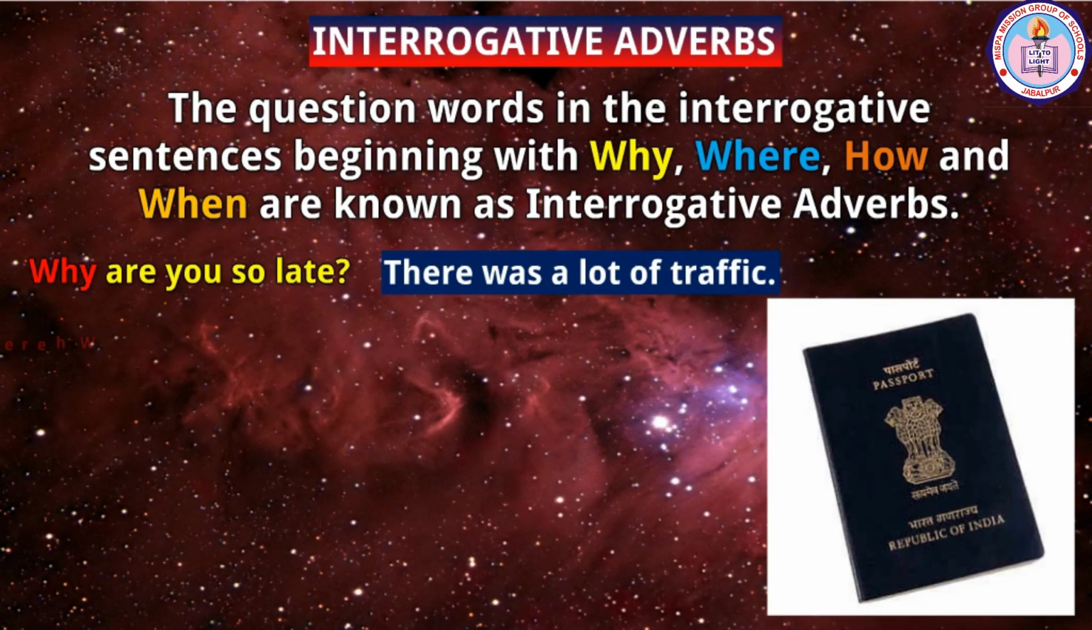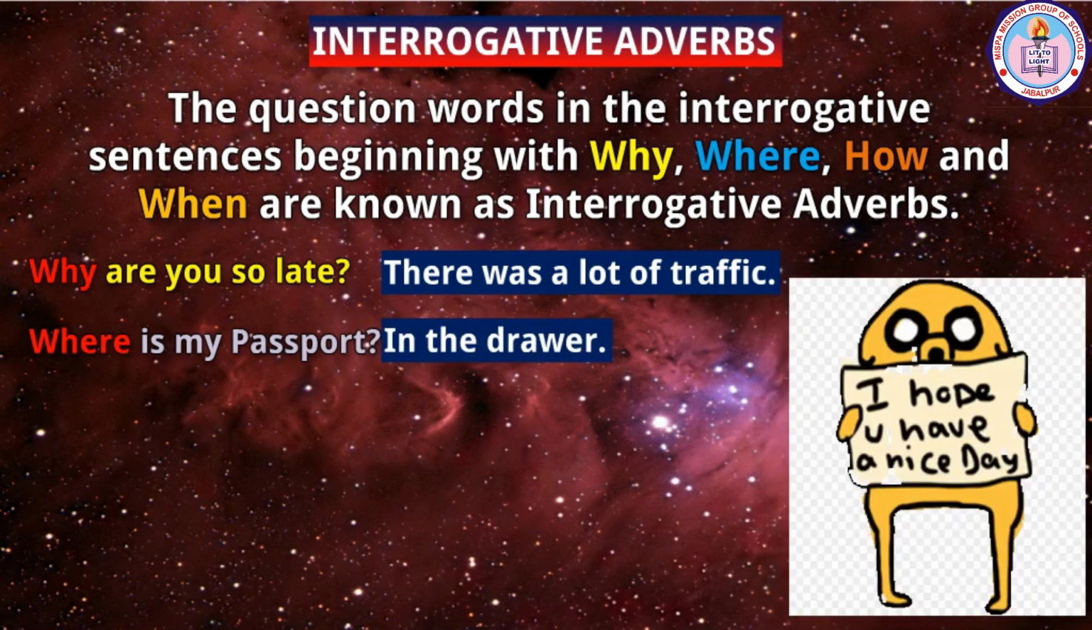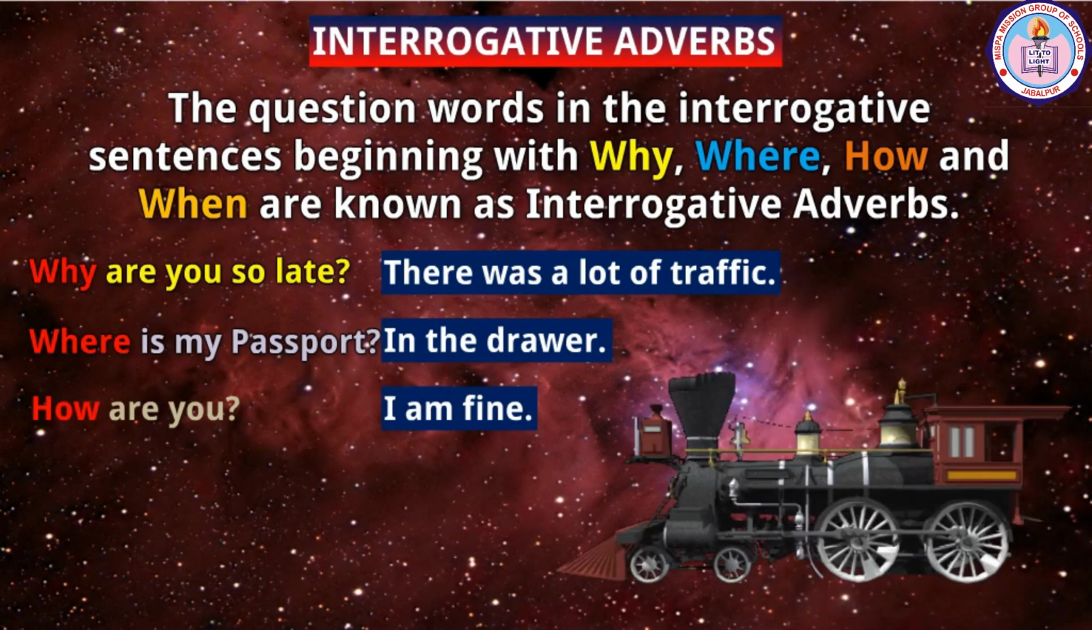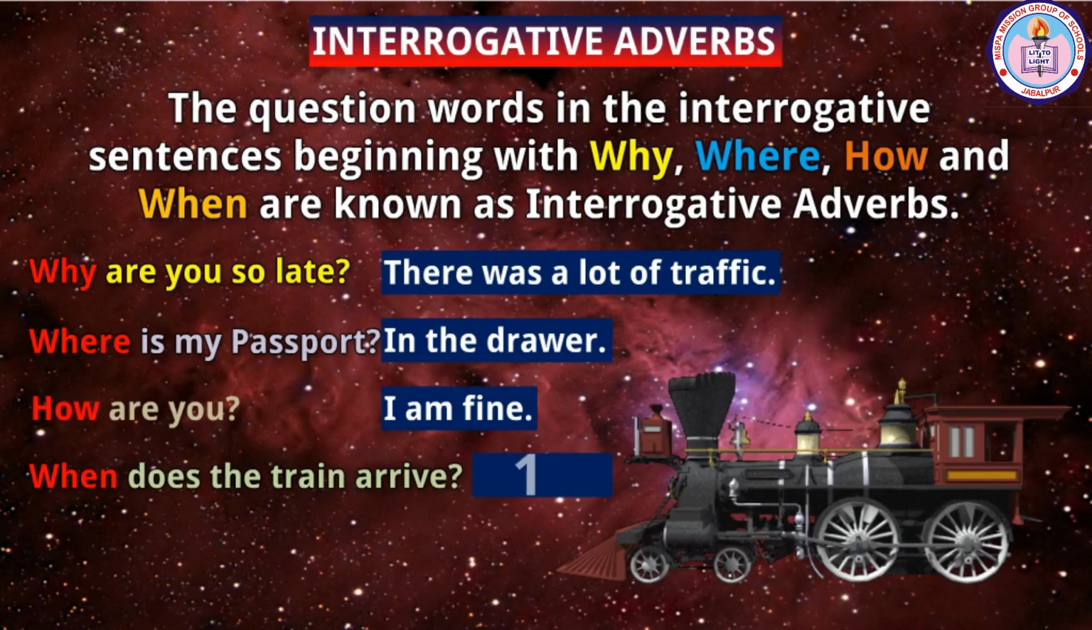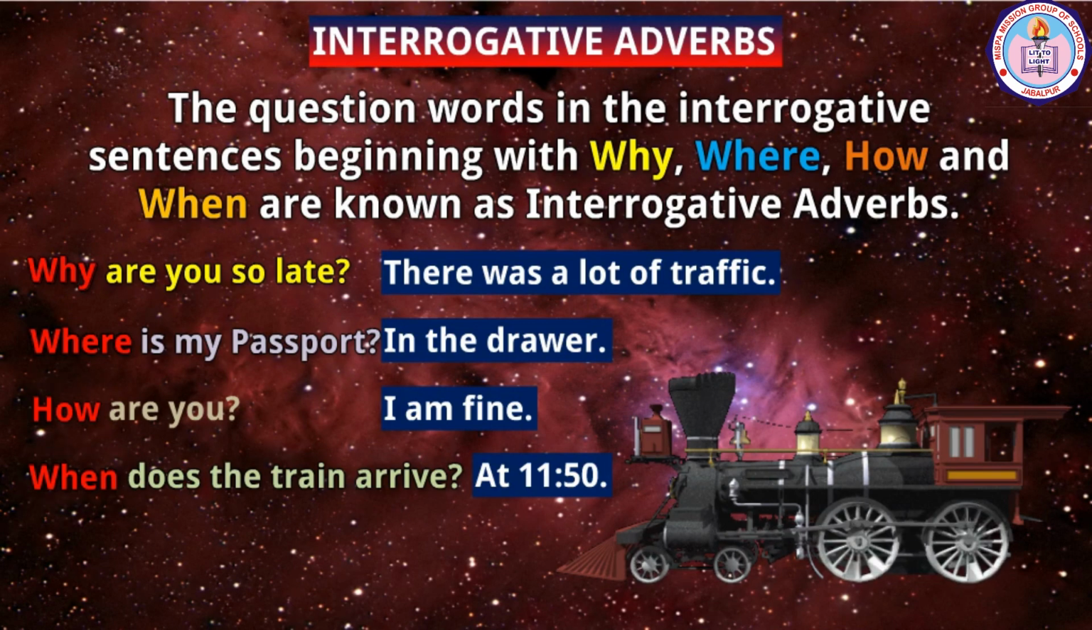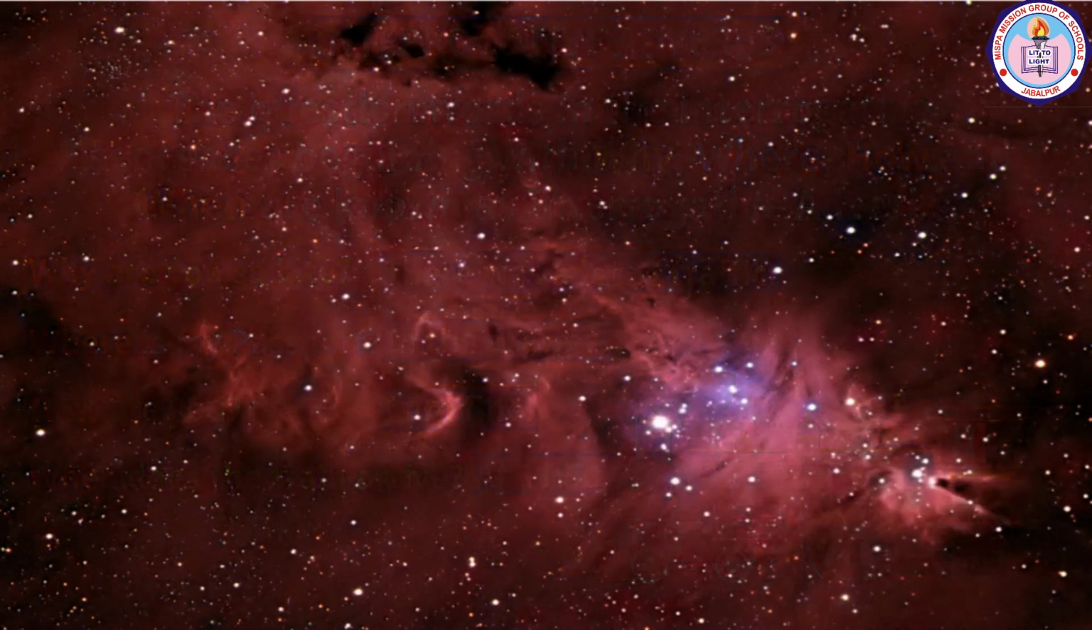Where is my passport? Short answer: in the drawer. How are you? Short answer: I'm fine. When does the train arrive? Short answer: at 11:15. In these sentences, the question words why, where, how, and when are the interrogative adverbs.